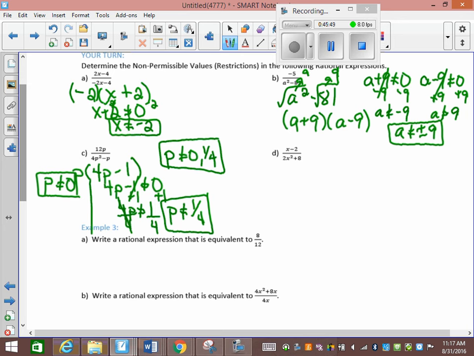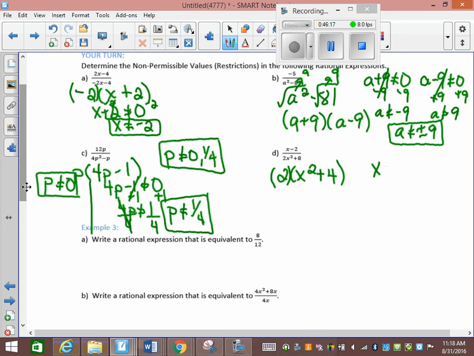D is tricky. You can pull the 2 out and think, hey, I have different squares. What's the key to difference of squares? Difference. Do you have a subtract sign? No, not a difference. You take the 2 out and you're left with x squared plus 4. Can't factor that. Can't find a difference of squares. So all you can do is try and solve it. 2 can't be 0, so we don't have to worry about that.